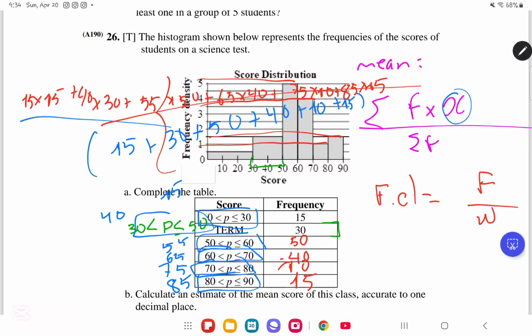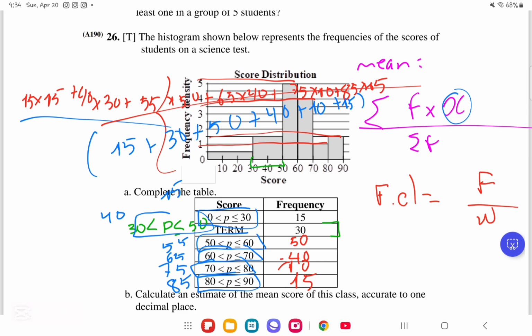Okay, so let me put it on the calculator. It's going to be 15 times 15 plus 40 times 30 plus 55 times 50 plus 65 times 40 plus 75 times 10 plus 85 times 15. All of it over what? Over 15 plus 30 plus 50 plus 40 plus 10 plus 15. Okay?